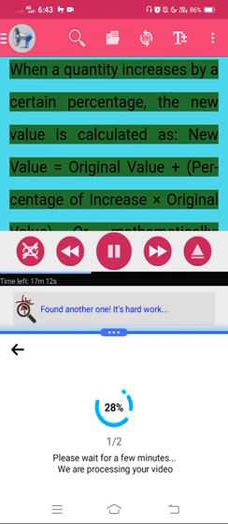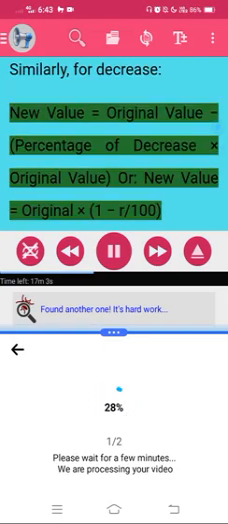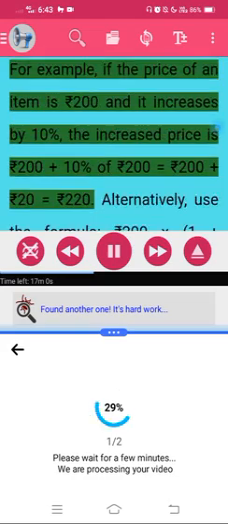When a quantity increases by a certain percentage, the new value is calculated as new value equals original value plus percentage of increase times original value, or mathematically, new value equals original times (1 plus r/100), where r is the percentage increase. Similarly, for decrease, new value equals original value minus percentage of decrease times original value, or new value equals original times (1 minus r/100).